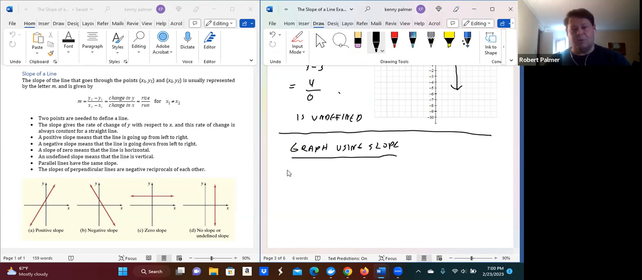Okay, so number 1, let's say we have this. Our point is going to be (0, 1), and our slope, our m, is going to be 3.